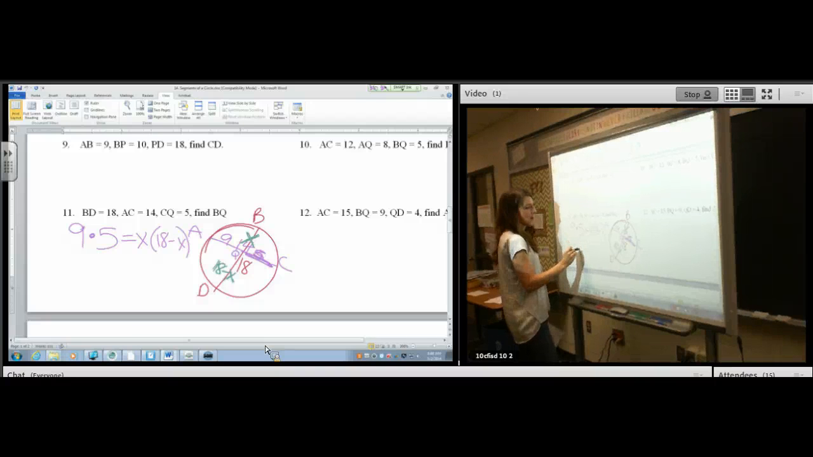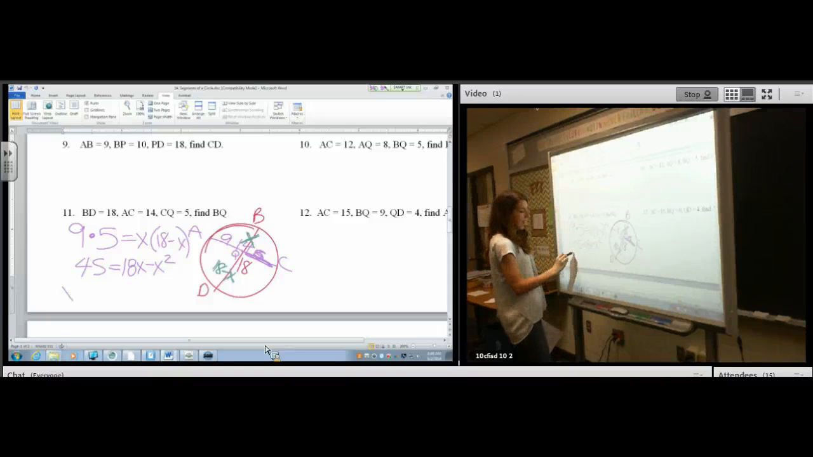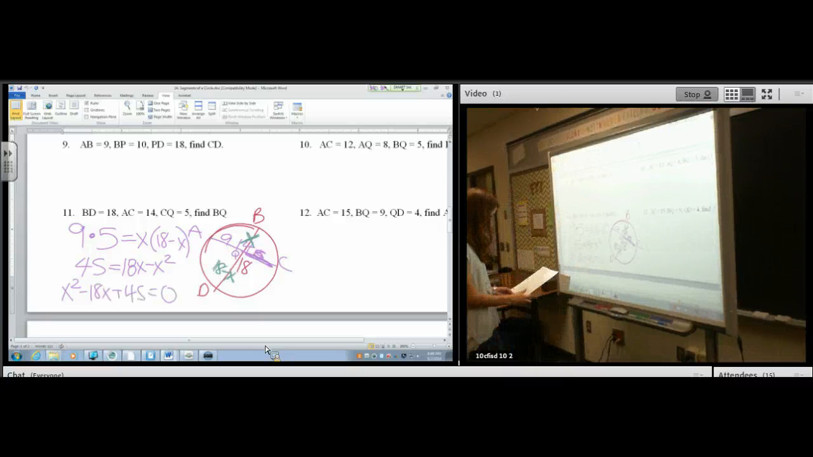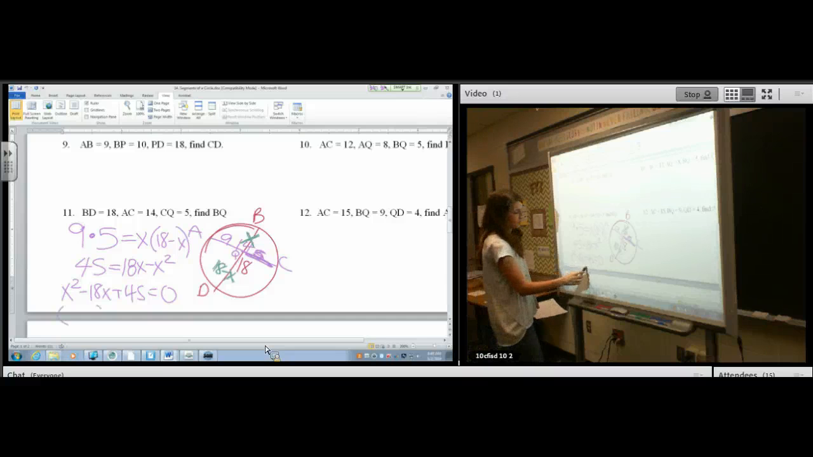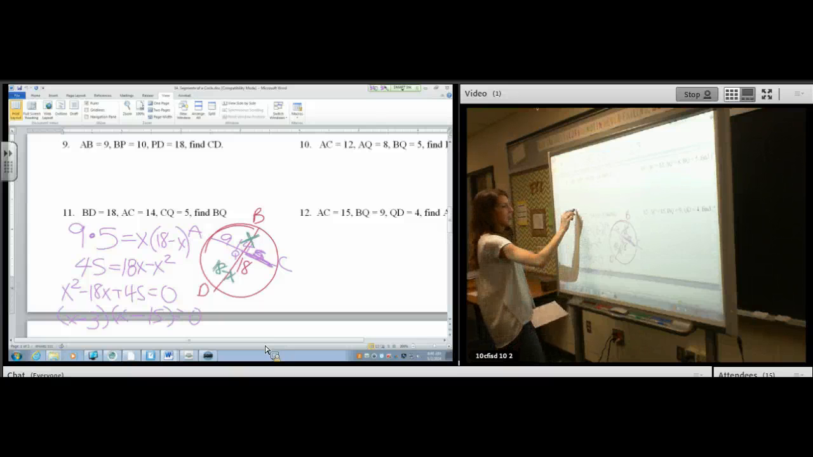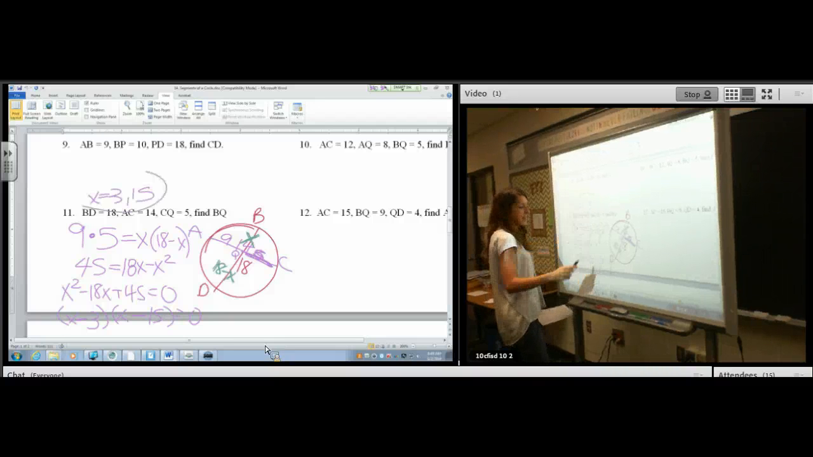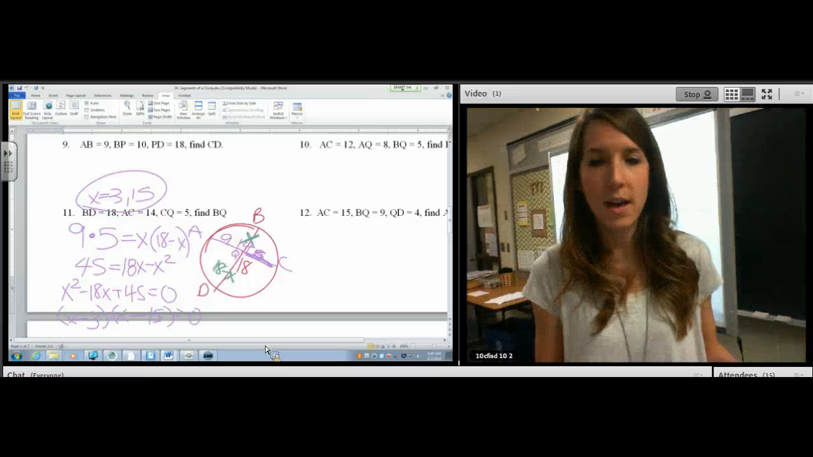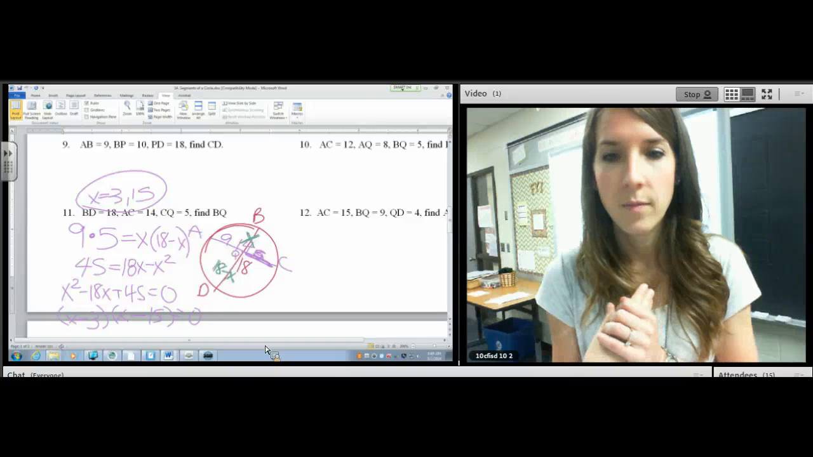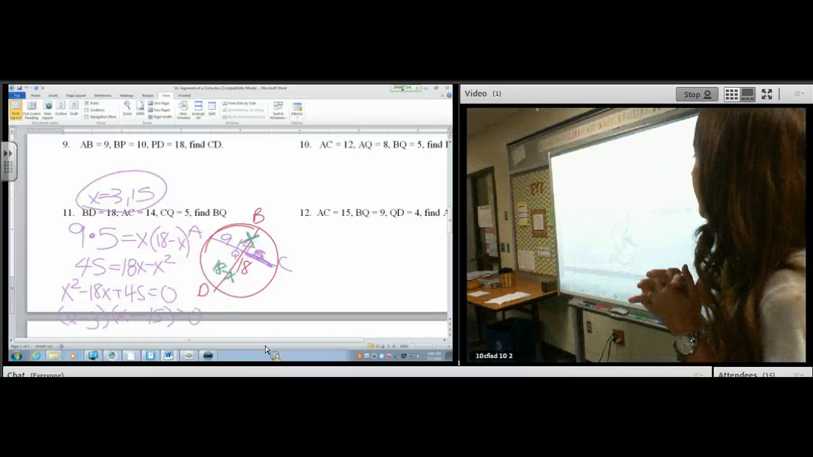All right? 45 equals 18X minus X squared. Move everything to one side. X squared minus 18X plus 45 equals 0. Factor it. Three times 15. We want the 18 to be negative. We want the 45 to be positive, so they're both negative. So x equals two different things. It equals 3 and it equals 15 because we factored a quadratic, and therefore we have two valid answers.